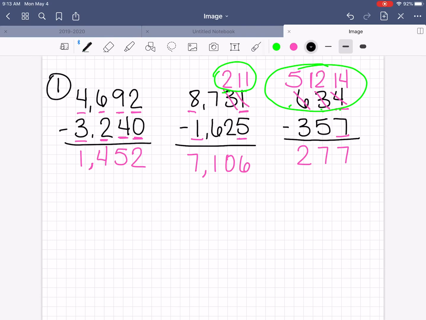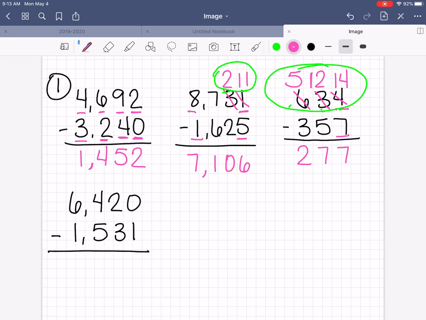Okay, so let's do another one. I've got a couple more I want to do with you, just to make sure we get really, really good practice here. All right, so here's another one. 6,420 minus 1,531. Okay, let's do this one.